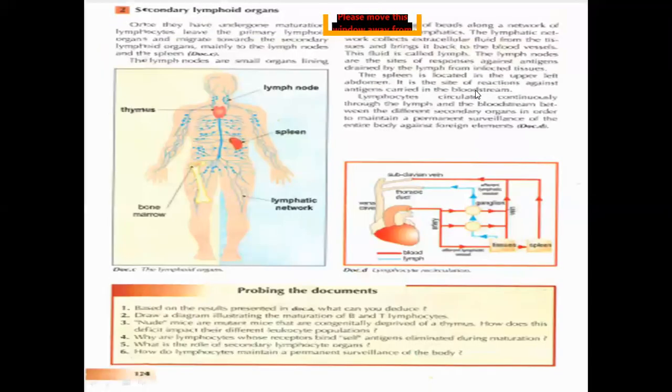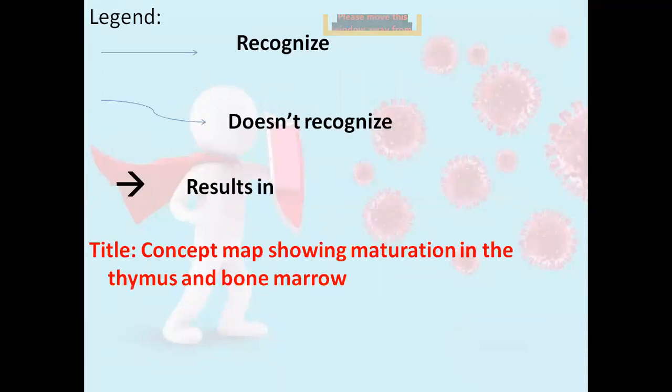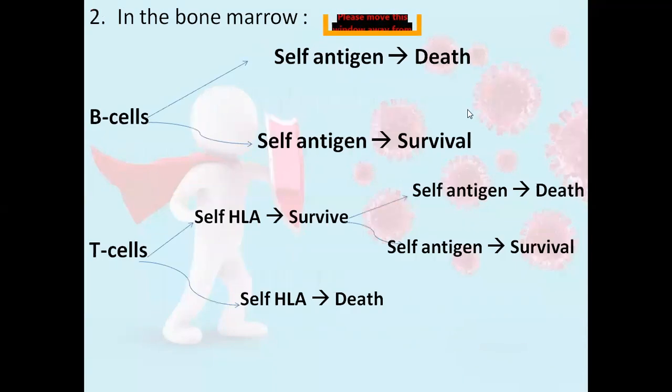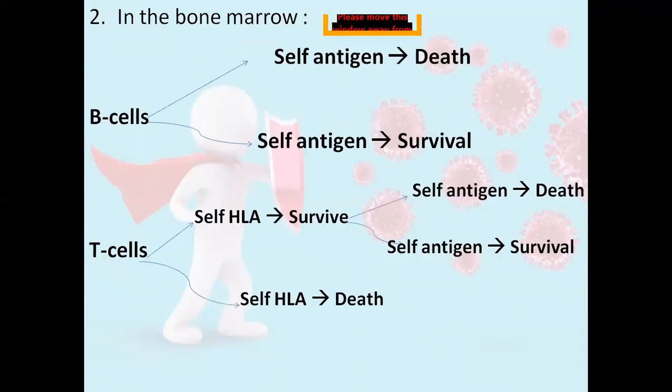That's why I'm going to illustrate this by drawing a diagram illustrating the maturation of B and T lymphocytes. We're going to start in the bone marrow. I will use a legend. The straight arrow means recognized. For example, the curvy one does not recognize, and this arrow means results. So let's start. This is a concept map. Sure, you have to draw it on one page, but here one slide doesn't fit. So you have to draw it using a pencil, give it a legend and a title.